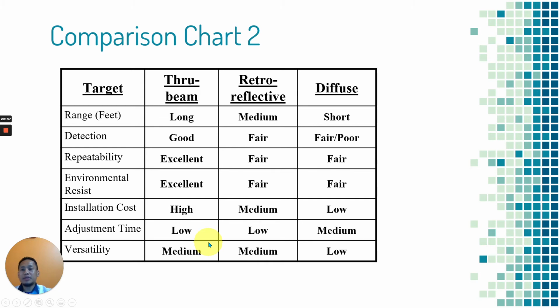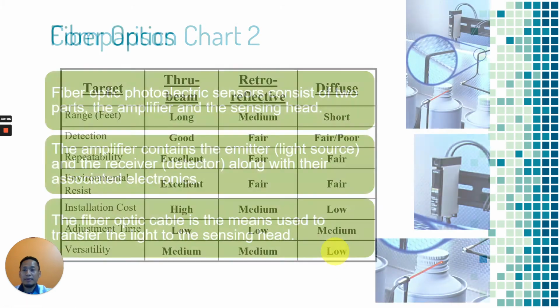This is a comparison chart for detection, repeatability, environment resistance, installation cost, and versatility. Usually the visibility is best, the medium, for through-beam and retroreflective. Using diffuse, the versatility is very low.